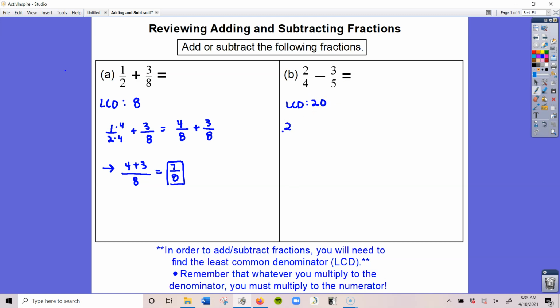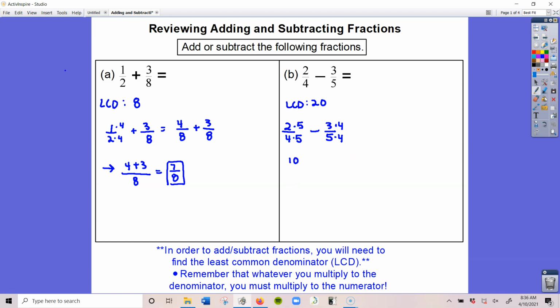Let's start with 2 over 4. In order to turn this 4 into a 20, I would need to multiply it by 5. And whatever you do to the denominator, you must do to the numerator. So I also need to multiply the numerator by 5. Now moving on to 3/5. In order to turn this 5 into a 20, I would need to multiply it by 4. And the same goes for the numerator. So now let's rewrite this.